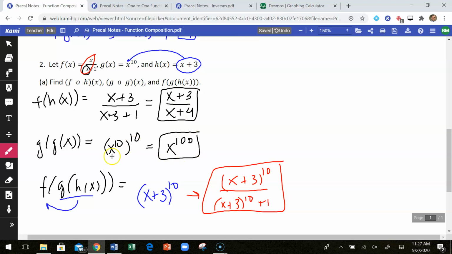So my recommendation there is just work from the inside out. I could give you like 10 of these functions composed together and always just start with the inside and keep plugging into the next function out until you get all the way to the outside function.